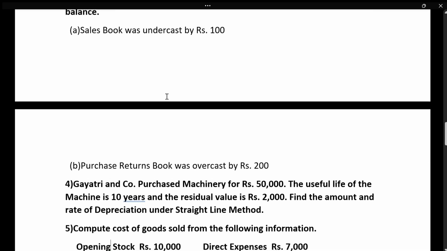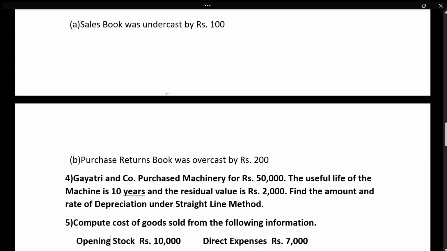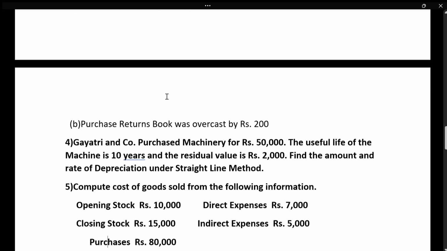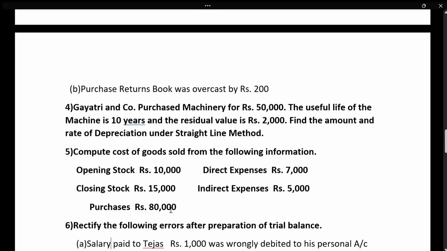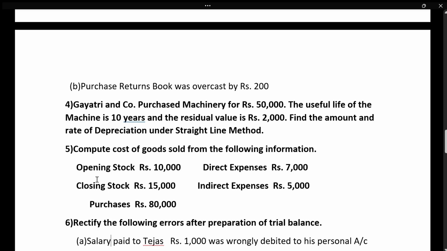And next, from machinery they have asked the amount of depreciation and rate of depreciation. Using the formula you have to solve. And next, compute cost of goods sold. I hope you know: opening stock plus purchases plus direct expenses minus closing stock. Here indirect expenses, just to confuse you, they have given.